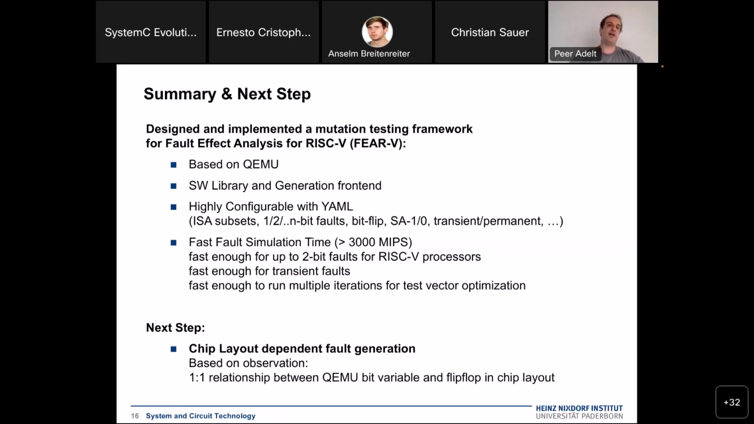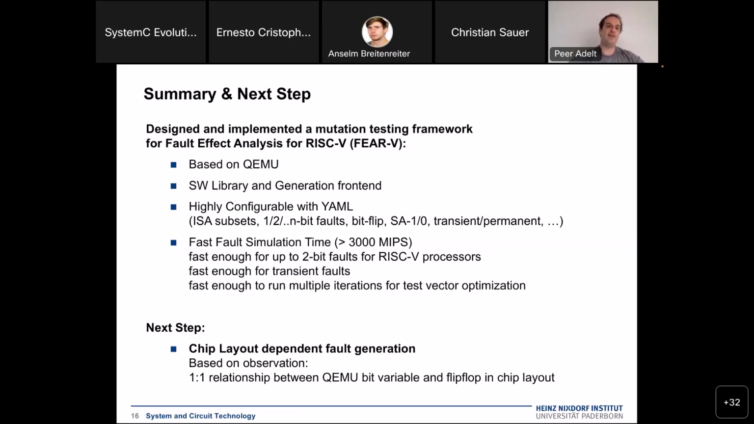Additionally, you can specify the amount of bit faults. So if you would like to stick to single bit faults, or if you want to go up to n bit faults, it's up to you. It's only limited by simulation time. Additionally, you can specify whether you want to use a bitflip fault model or a stuck at 1 or 0 fault model, whether you want to simulate transient or permanent faults or both, and so on. So this all you can specify in the YAML file.